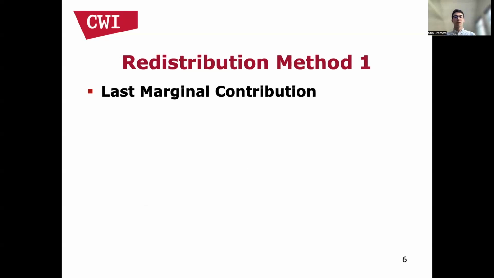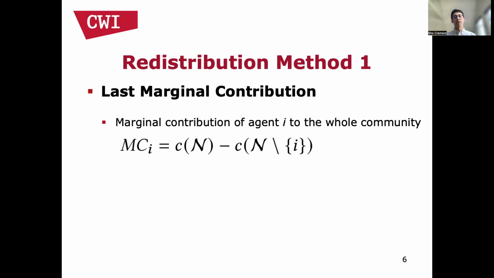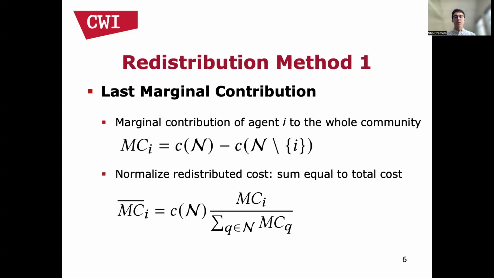So now we go on to the first redistribution method, which is called the last marginal contribution. In this method, the cost of the prosumer is the marginal contribution of the rest of the community. We also need to normalize the redistributed cost to make sure the sum equals the total cost of the whole community, and that's it. It is a very simple method, but also very efficient for large communities.